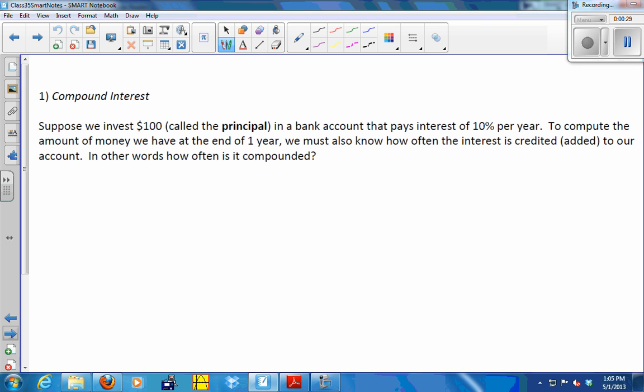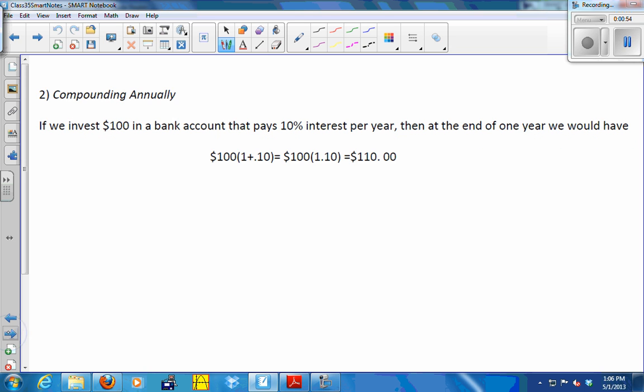So suppose you invest $100. We call your initial investment the principal. And we invest that in a bank account that pays interest of 10% per year. To compute the amount of money we have at the end of 1 year, we have to know how often the interest is credited, how often the bank pays us interest. We use the word compounded. So let's say it's just once per year.